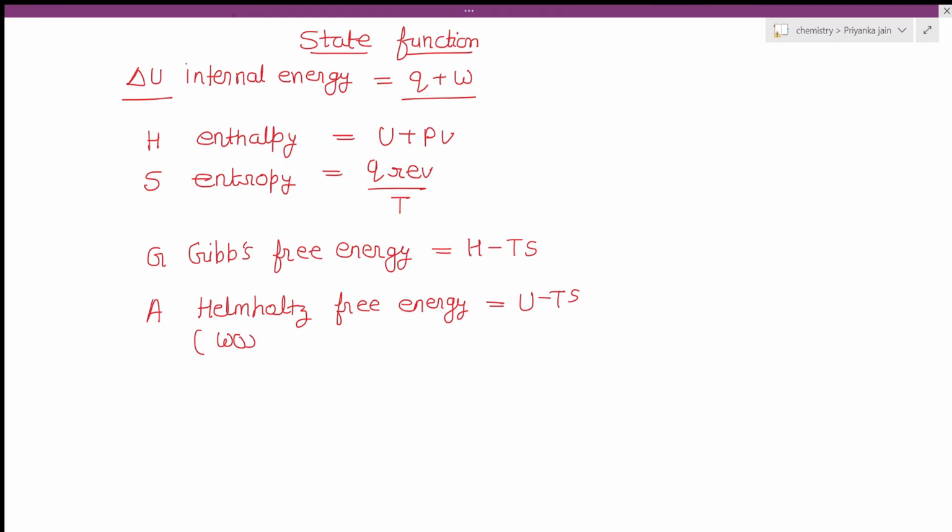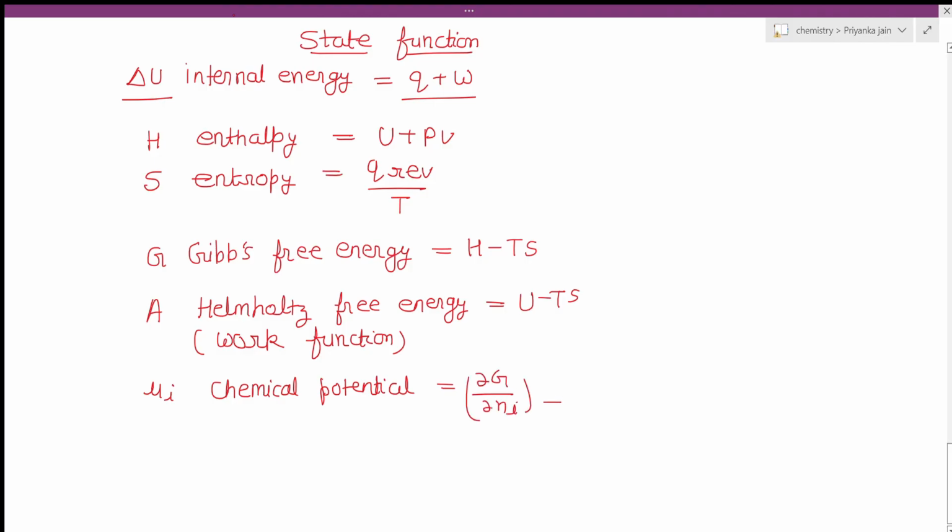I will give you the complete topics in detail, so don't worry, I am just giving you a little bit so that you can do each and everything very quickly. And one more thing is mu i, that is called chemical potential, and this is given by del G upon del Ni at constant temperature, pressure and number of moles of other components. So these are some of the state functions.